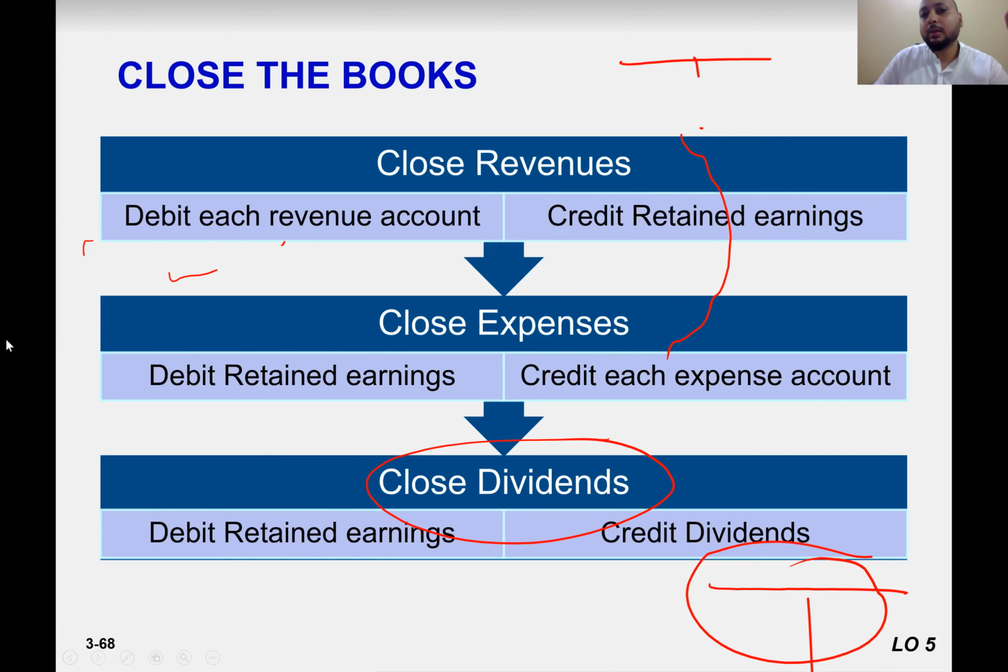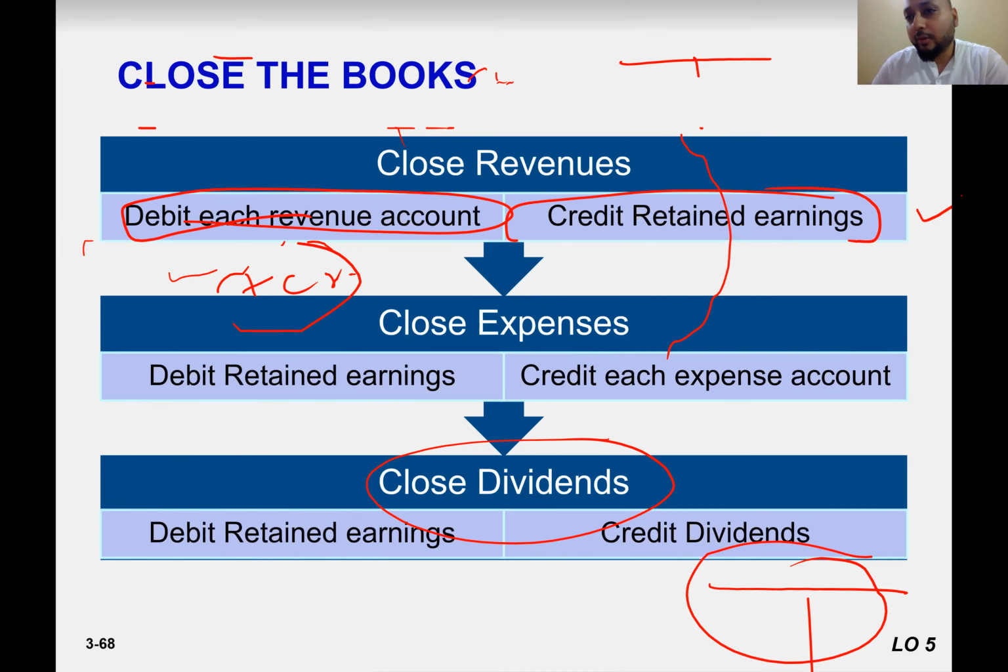Here we go. So closing the revenue, we know that revenue has a credit balance. Increase in revenue means credit, right? So when we close it, we make a reverse entry. That's why we debit revenue against retained earnings, right? Since revenue and expense are a part of retained earnings, and retained earnings is a part of owner's equity, we close it against retained earnings. Expense has a normal balance of debit, so we make it credit.